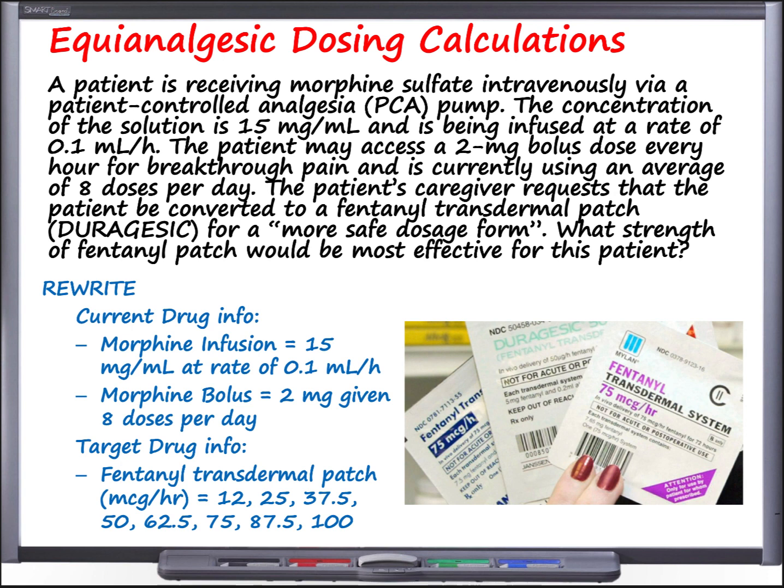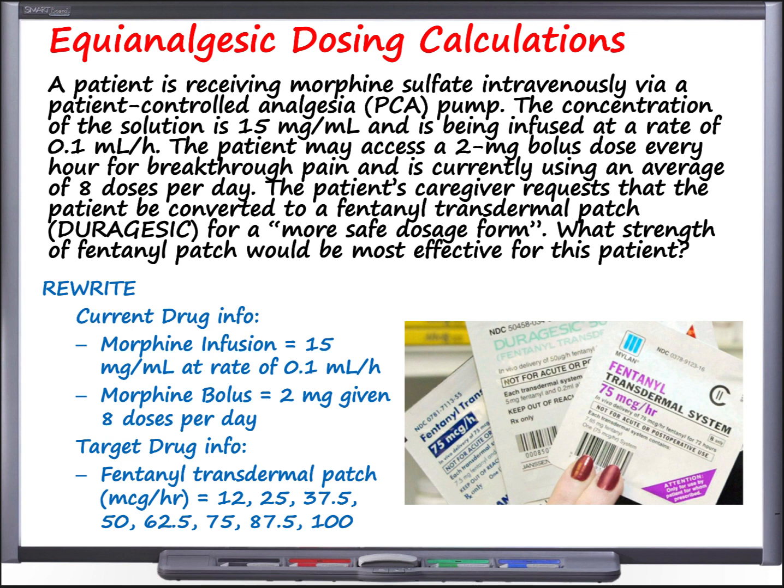It says, a patient is receiving morphine sulfate intravenously via a patient-controlled analgesia, abbreviated PCA, pump. The concentration of the solution is 15 milligrams per milliliter and is being infused at a rate of 0.1 milliliters per hour. All right, are you already having information overload? It gets worse. The patient may actually access a 2 milligram bolus dose every hour for breakthrough pain, and is currently using an average of 8 doses per day. Okay, so that's how they're managing their pain.